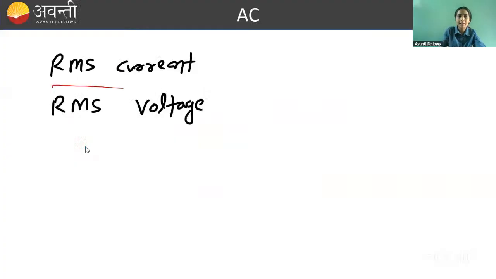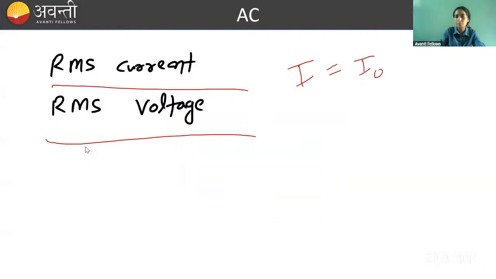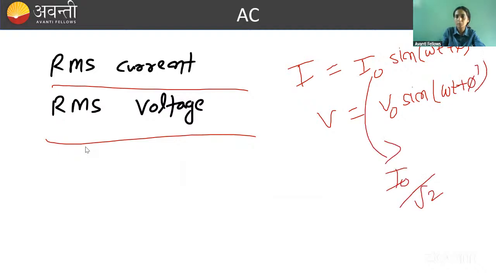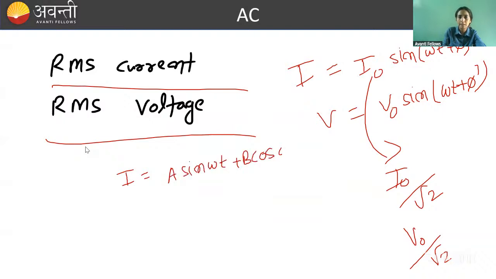Now there is a thing, RMS current, RMS voltage. So if current or voltage is as simple as a single function of sine like this, or voltage is like sine omega t plus phi dash, something like this, then IRMS is written as I naught by root 2, or VRMS is written as V naught by root 2. In simple cases. But if complex things are given, you just calculate it. Like if the value of I is given as A sine omega t plus B cos omega t, and you are asked to calculate the IRMS, what will you do?